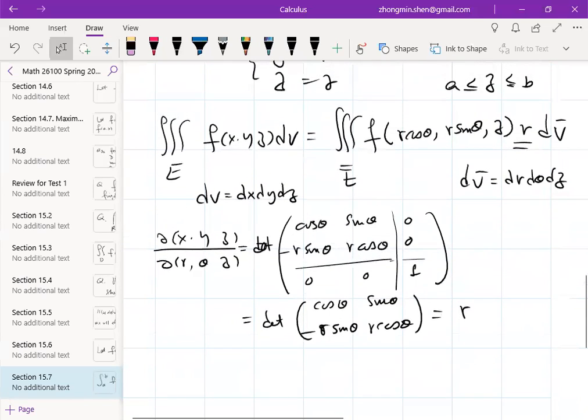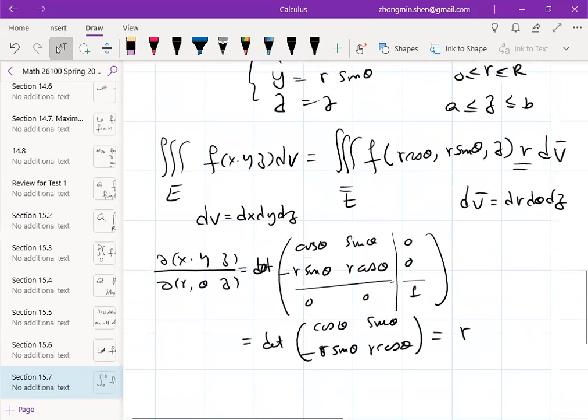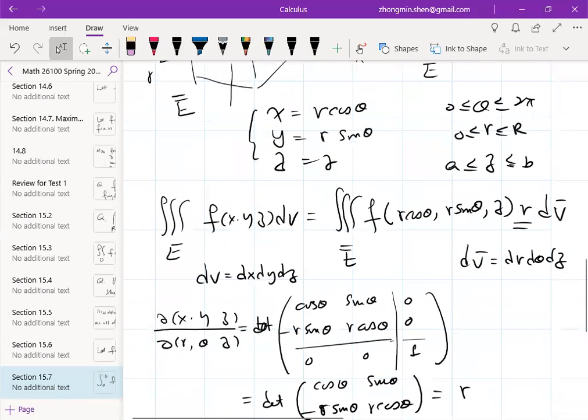Now once you get this triple integral over E bar, which is a rectangular box, then you can use the iterated integrals to evaluate this triple integral. Sometimes it's possible that E bar is not a rectangular box, because E itself is not a perfect cylinder. Maybe it's a cylinder cut through by a plane, something like that. So you just have to be careful when you describe this E bar.